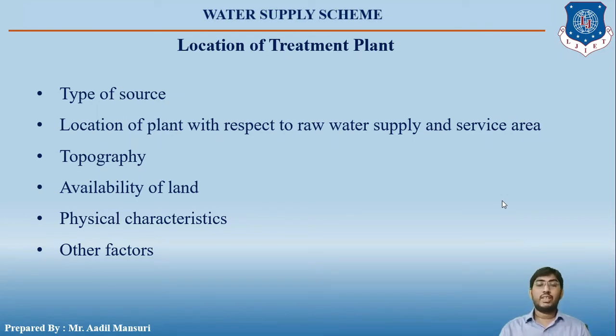So these are some of the physical characteristics, and other factors such as power supply, of course, because these plants will require a lot of electricity in order to purify the water. Then waste disposal option is also one of the governing factors, because whatever impurities are removed in the water treatment plant need to be disposed of safely. Fine. And public acceptance and security are some of the factors on which the treatment plant location depends. Okay, so this is all about the location of the treatment plant.